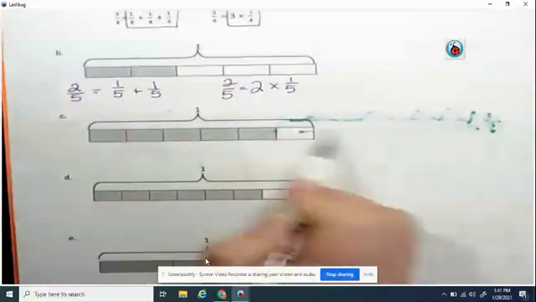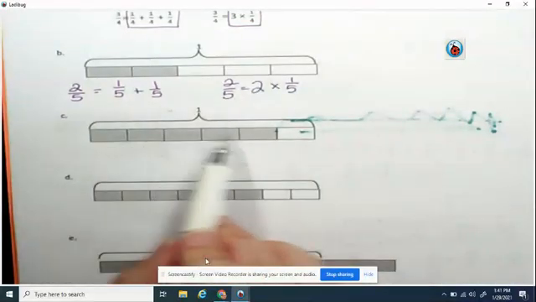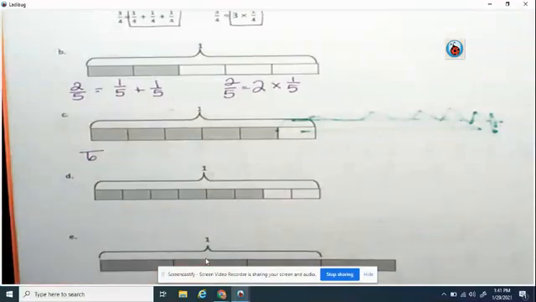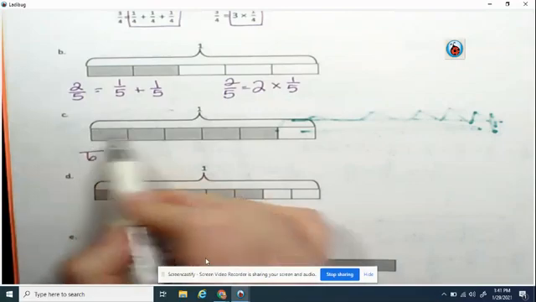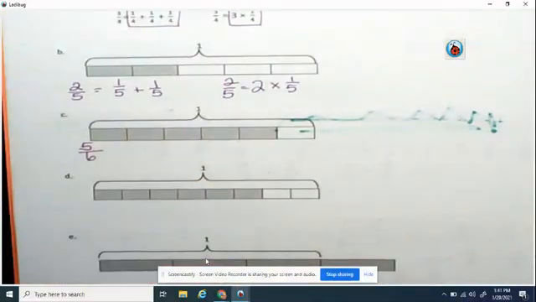Okay, so this is the whole. That's where I made a mistake yesterday. Sorry. I have 1, 2, 3, 4, 5, 6 in my whole. 6 is my denominator because there's 6 in my whole. How many parts are shaded in? 1, 2, 3, 4, 5. 5 parts are shaded in. So I have 5 out of 6 parts in my whole.